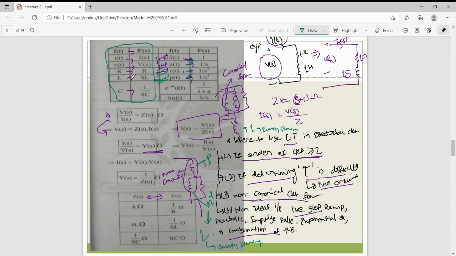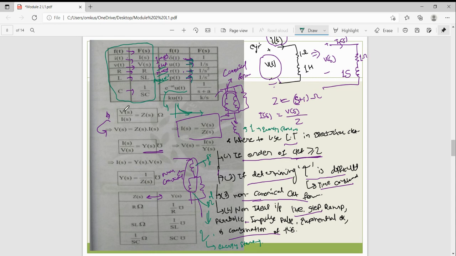Now see e to the power of minus at, the waveform is nothing but the time decaying factor, right? You can represent it as a decaying waveform. The Laplace transform for this factor is 1 upon s plus a.